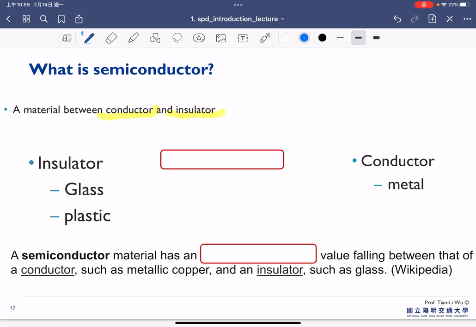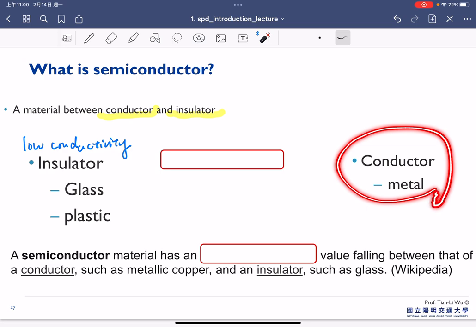The typical feature of an insulator is very low conductivity. Conductivity is 导电率, a characteristic to evaluate how well a material can transport current. So in an insulator, we generally consider it a low conductivity material. On the other hand, we have the conductor, 导体. For example, metal is a conductor.